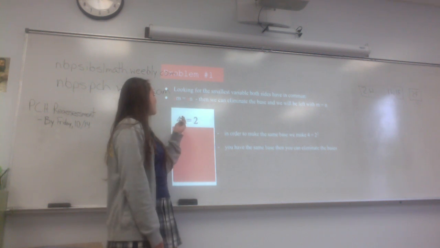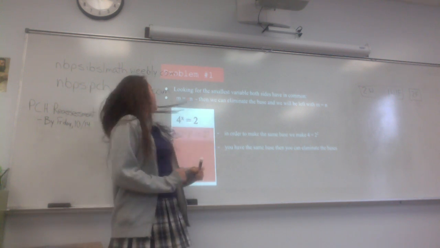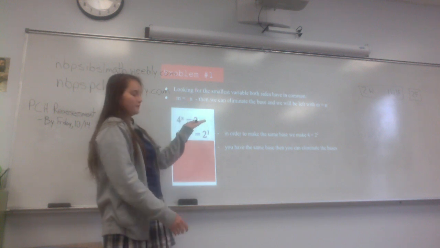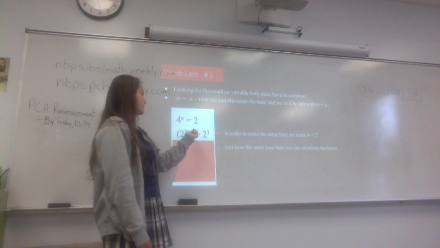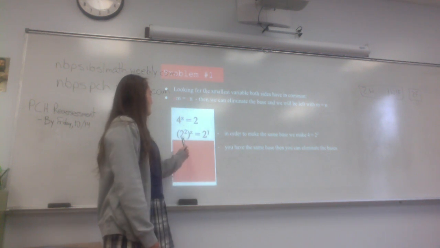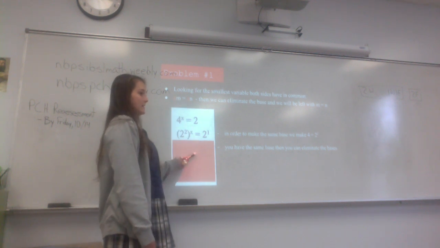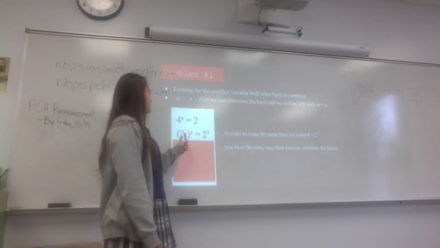Gotcha. So our problem is 4 to the x power equals 2. In order to make the same base, as I already said, 4 we make it 2 to the second power, to the x, equals 2 to the first power. So now we see that we have the same base, right? So a and a is the same base right here. See them? And now we have to just bring 2x and 1 down.